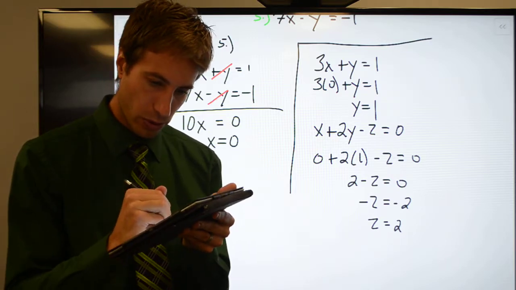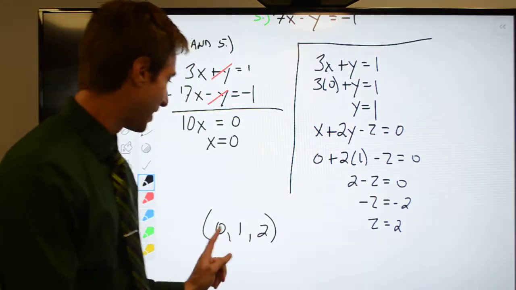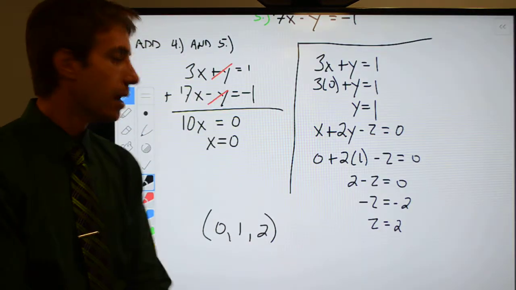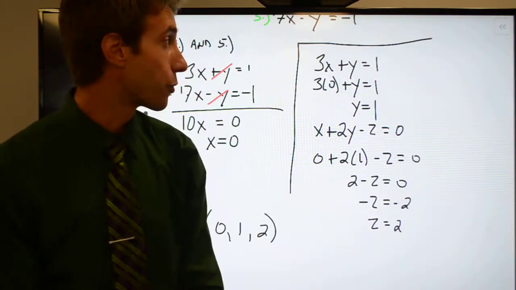And my ordered triple, 0, 1, 2. Oh, look at that. 0, 1, 2. X, Y, Z. I found my ordered triple, and we just solved another system of 3 equations.